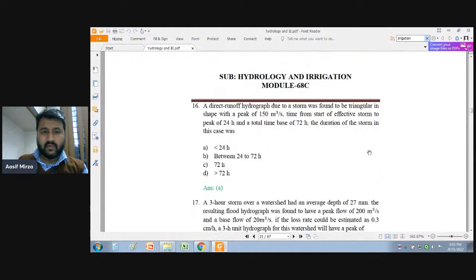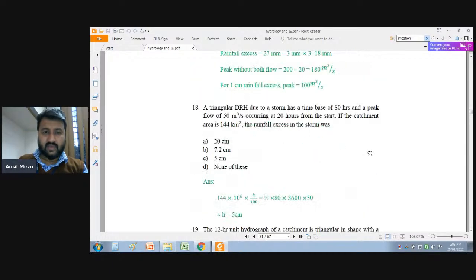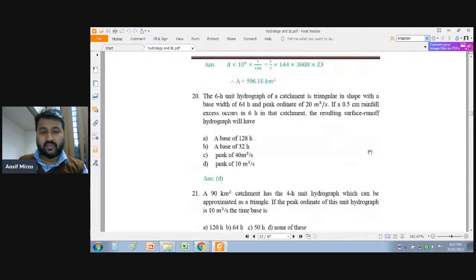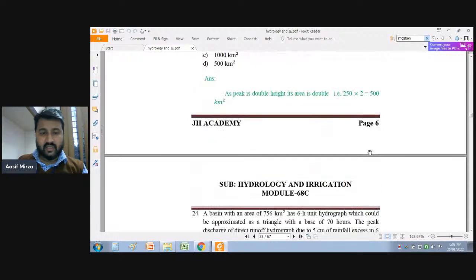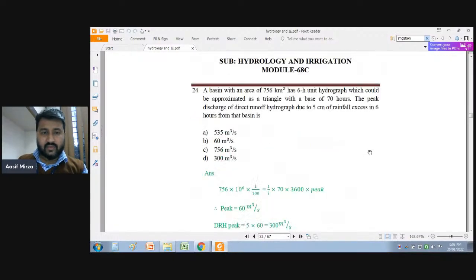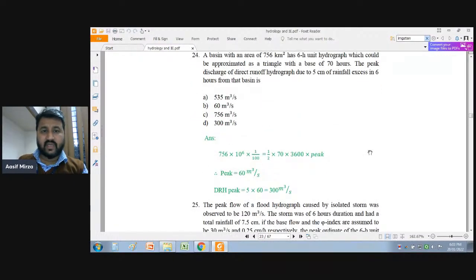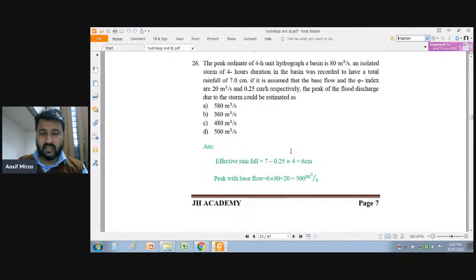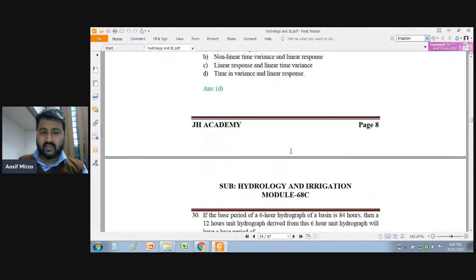Now, this type of question we have already done in the previous classes of hydrology, as well as in irrigation. So this kind of question is asked: to calculate for a basin with an area of 756 kilometer square that has a 6-hour unit hydrograph. This question was asked on the unit hydrograph, a topic we covered yesterday. So this kind of question is asked in the GATE examination.